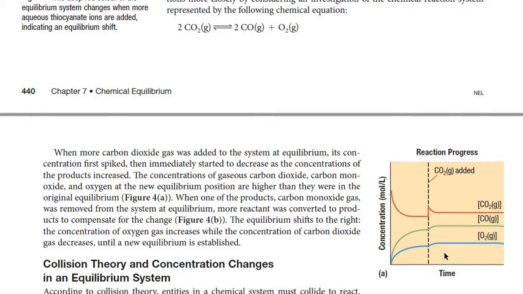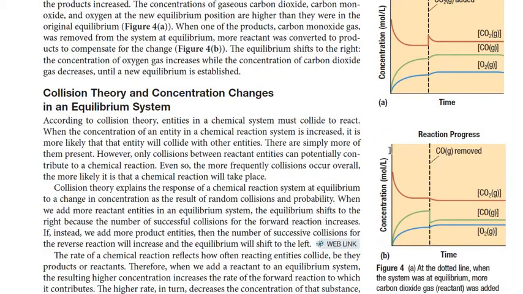So when one of the products, carbon monoxide, was removed from the system at equilibrium, more reactant was converted to products to compensate for the change. So that's the second case. In this case, again, in the first part we have the same thing. The concentration of reactant is decreasing and the concentration of products is increasing to equilibrium condition, and all of a sudden we remove some of the products from the reaction system. We remove the CO, so the concentration of CO is reduced dramatically.